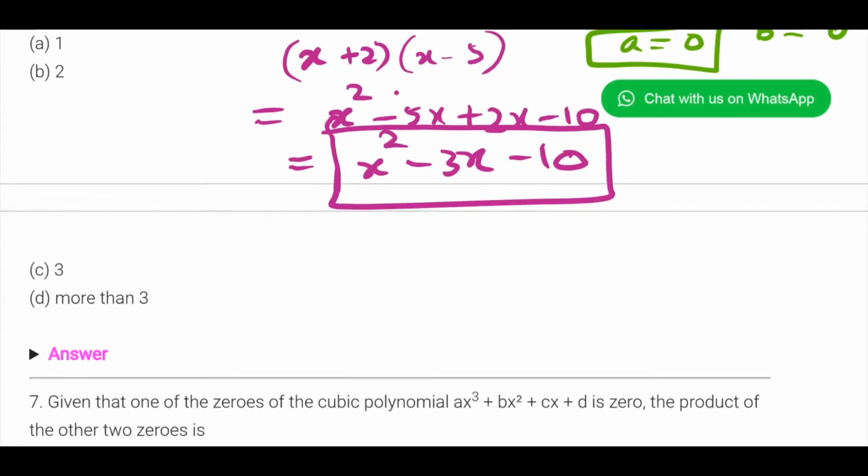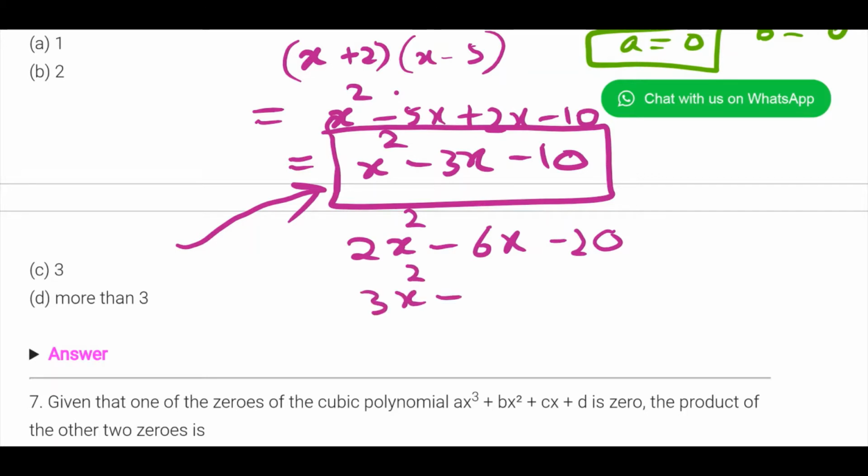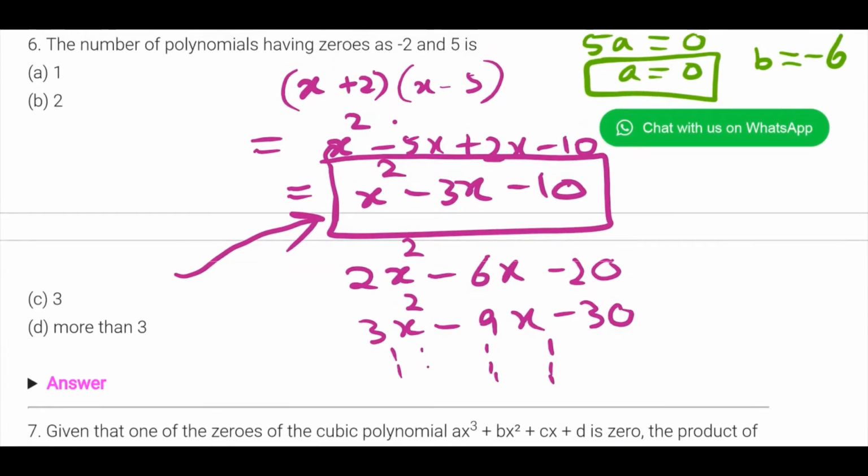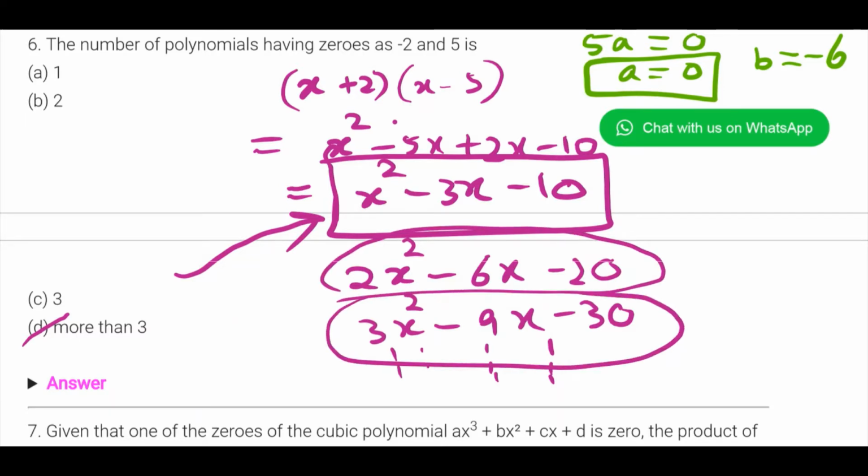Like this, if I multiply any constant for this polynomial, if I multiply by 2, 2x square minus 6x minus 20, or if I multiply by 3, it becomes 3x square minus 9x minus 30, and we can generate so many polynomials like this. We can generate numerous polynomials, so it will be more than 3 polynomials. Even though these polynomials are different, they will have the same roots, they won't be affected.